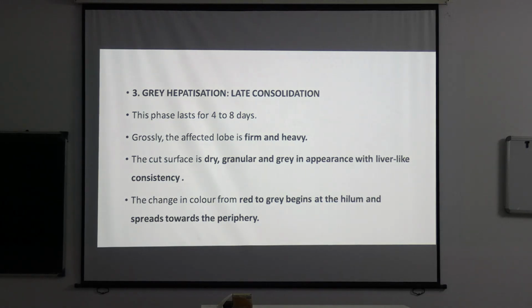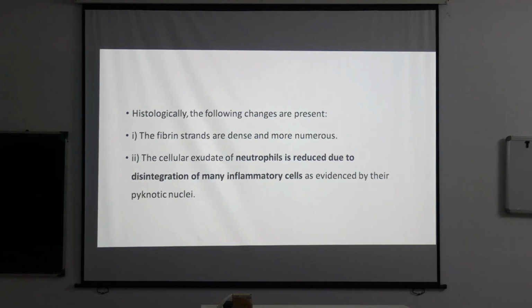Now the third stage, gray hepatization, late consolidation. This phase lasts for 4 to 8 days. Grossly the affected lobe is firm and heavy. The cut surface is dry, granular, and gray in appearance with liver-like consistency. The change in color from red to gray begins at the hilum and spreads towards the periphery. Histological features: fibrin strands are dense and more numerous. Cellular exudate of neutrophils is reduced due to disintegration of many inflammatory cells.